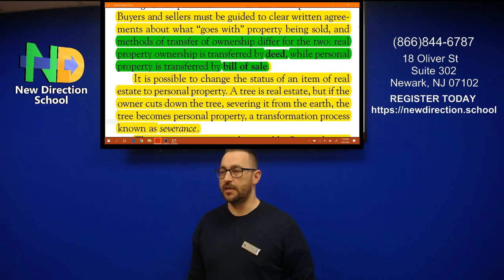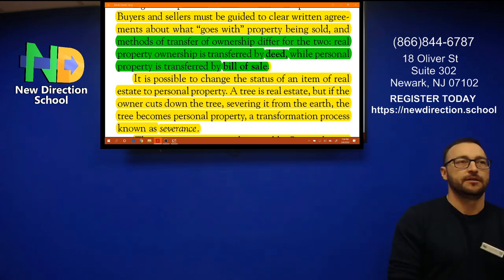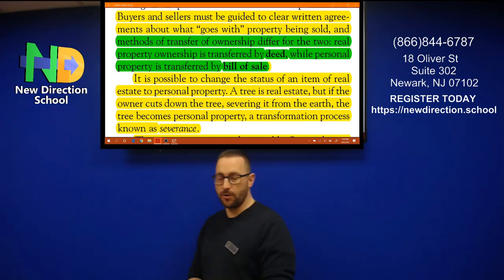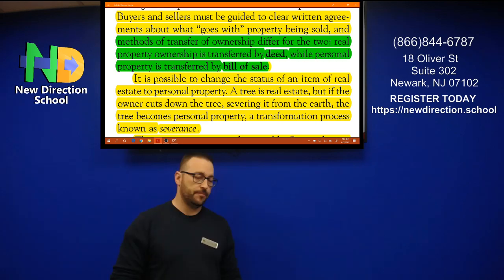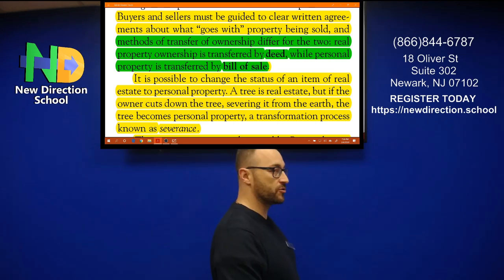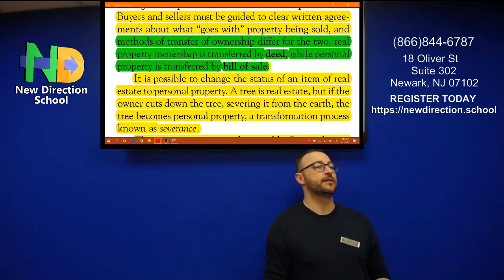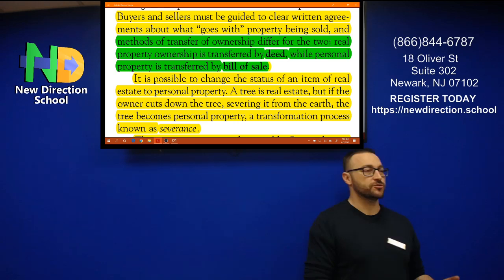Now, it is possible to change the status of any real estate to personal property. The tree is real estate, but once the owner cuts down the tree, severing it from the earth, the tree becomes personal property. So it was once fixed, immovable. You cut it down, it's now movable. You guys got it?